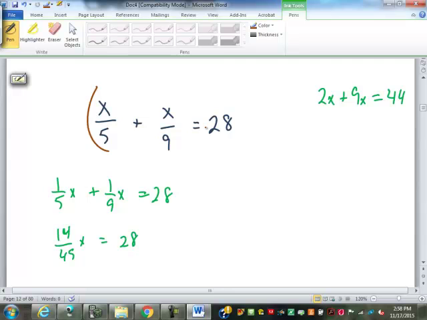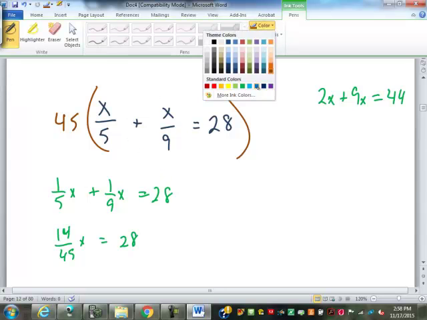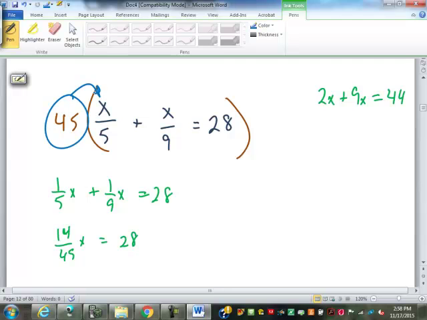That's one way of doing it. But the easier way, or to some people the easier way, is to find the common denominator, which is 45, and then multiply this whole equation by 45. So now we have 45 times x over 5. Well, 45 over 1 times x over 5. We can cross cancel. The 5 and the 45 give me 1 and 9. 9 times x is 9x.